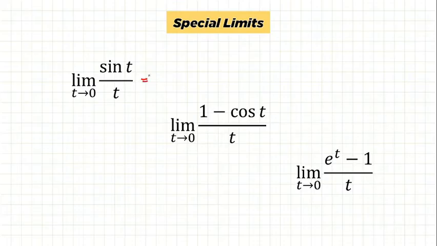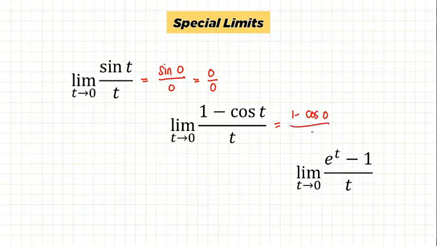So we will have sine of 0 over 0, right? And this will now be equal to, sine 0 is 0, so 0 over 0. So we have obtained an indeterminate form. Next, for the second one, we will have 1 minus cosine 0 over 0. Cosine 0 is 1, so we have 1 minus 1 over 0 equal to 0 over 0. Again, we have obtained an indeterminate form.